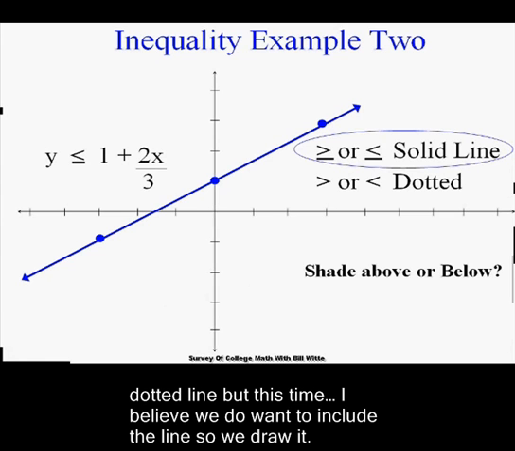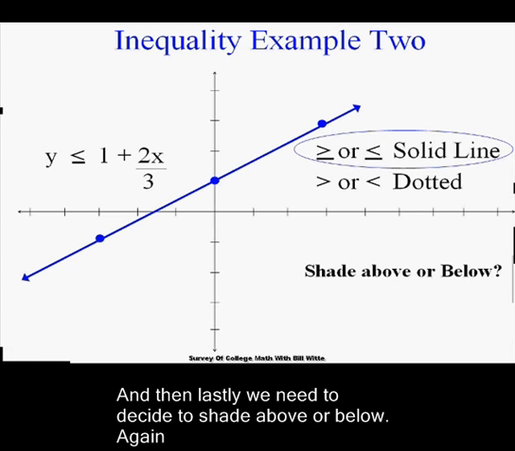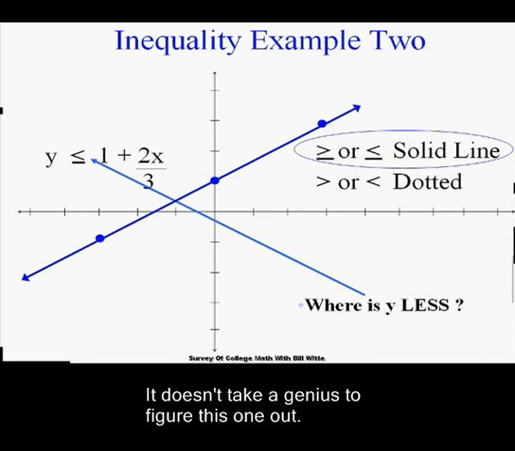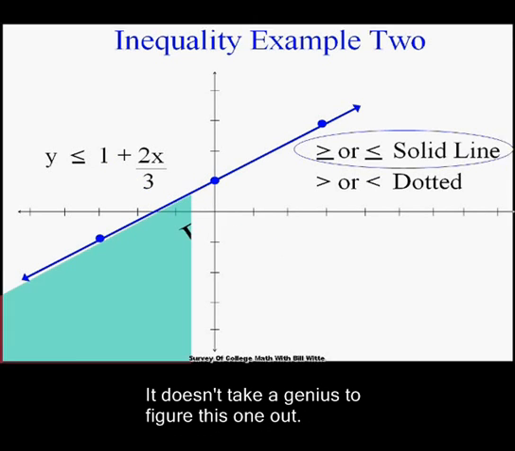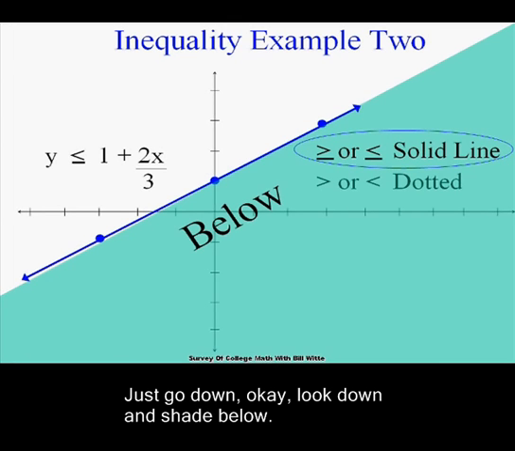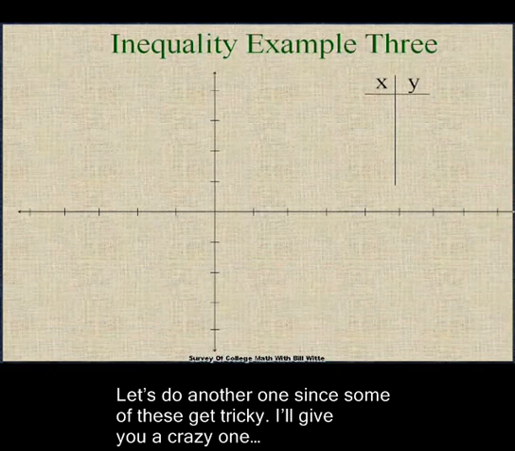And then lastly, we have to decide to shade above or below. Once again here, it's good that we solved for y. Y is less. Where does y get less? It's either above or below. Brilliance. That's all I can say. Sheer, unadulterated brilliance. Really doesn't take a genius to figure this one out. Just go down. Okay, look down and shade below. Thank you, sir. May I have another?